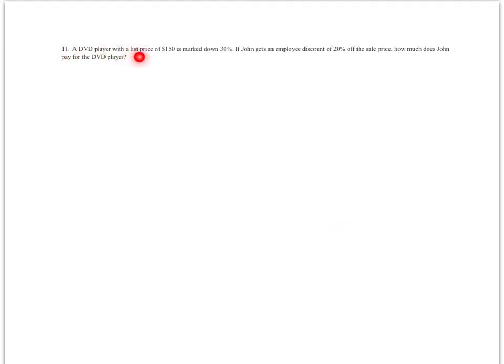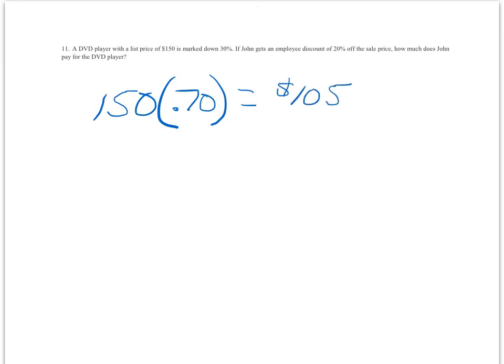A DVD player with a list price of $150 is marked down 30%. What that means is you're saving 30%. I like to focus on what I'm spending. If I'm saving 30%, that means I'm spending 70%. As a decimal, that's 0.7. Multiplying 150 times 0.7 is $105. Since it's on sale, I'm now paying $105.